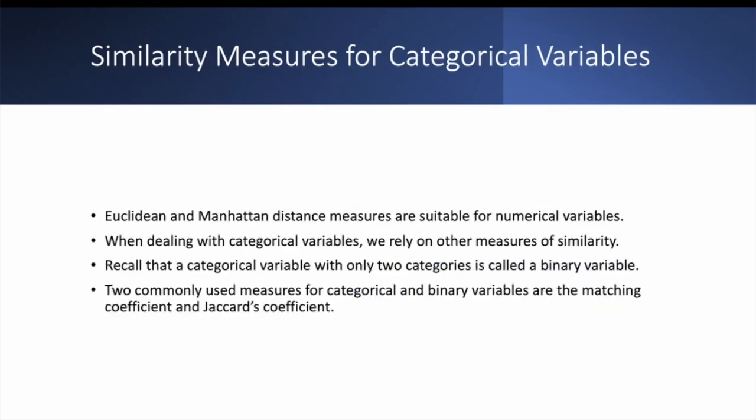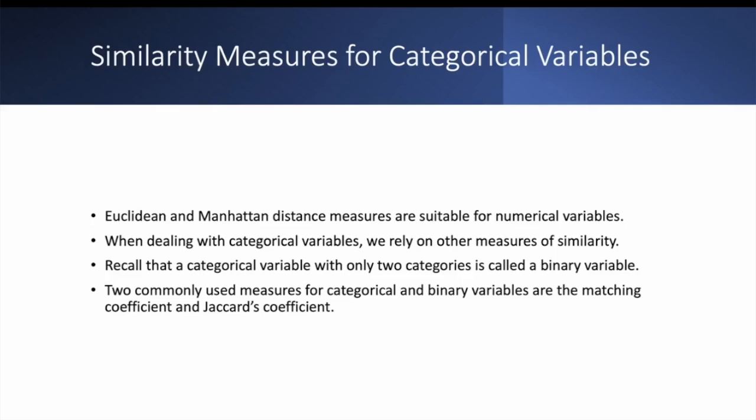Euclidean and Manhattan distance measures are suitable for numerical measures. When dealing with categorical variables, we rely on other measures of similarity. For example, you may be interested in analyzing types of cars, where the categories of the categorical variable include sedan, sport utility, truck, minivan, etc. And recall that a categorical variable with only two categories, we call a binary variable. So when analyzing loans, the categories of the binary variable include approved or not approved.